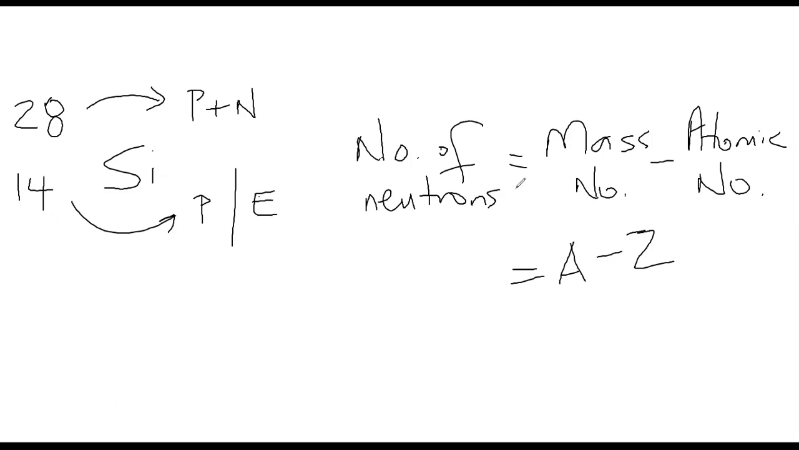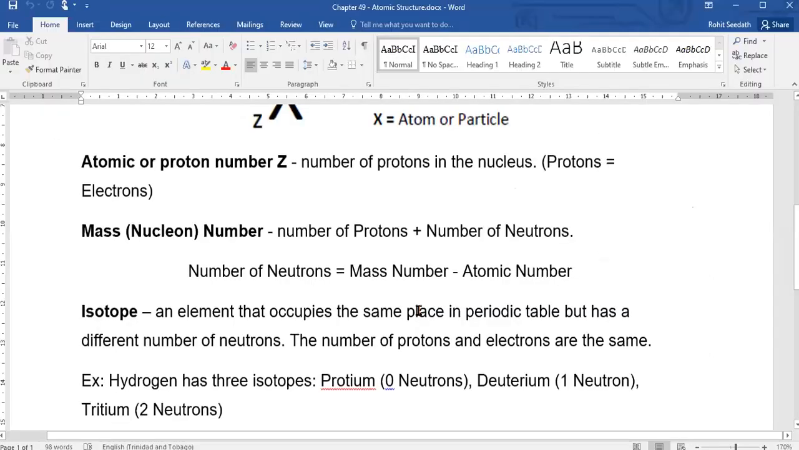So the number of neutrons is equal to the mass number minus the atomic number, where the mass number is the top number and the atomic number is the bottom number. You subtract the number of protons from protons and neutrons, so you get your neutrons alone. And if you go back to our notes, that's exactly what we're asking: the number of neutrons equals your mass number minus your atomic number. So that's how we're going to do it.